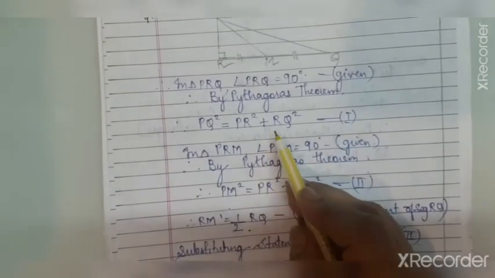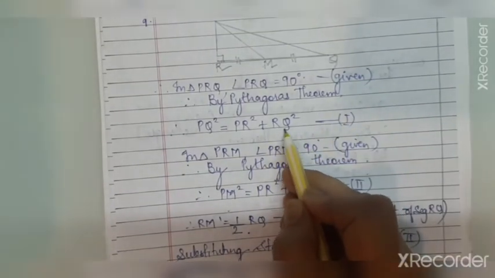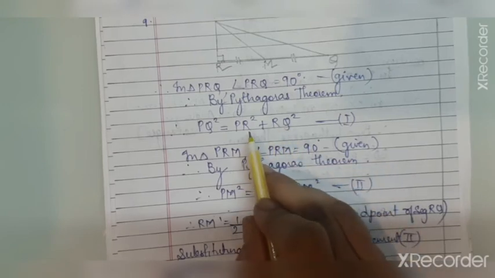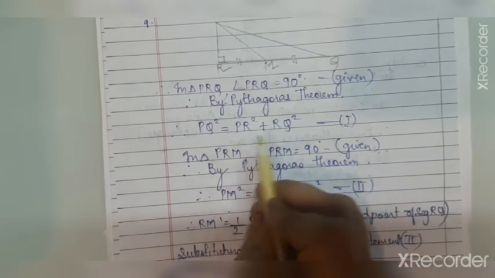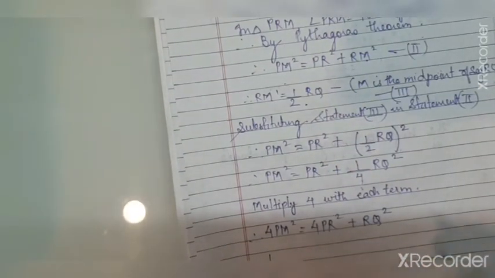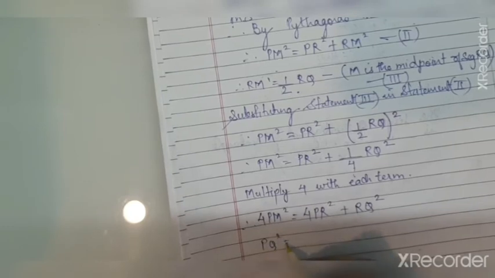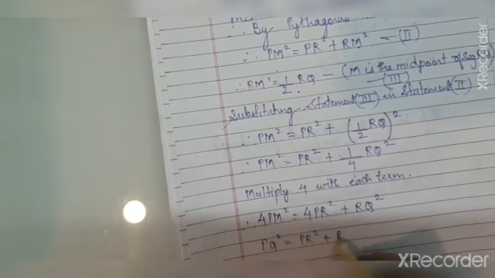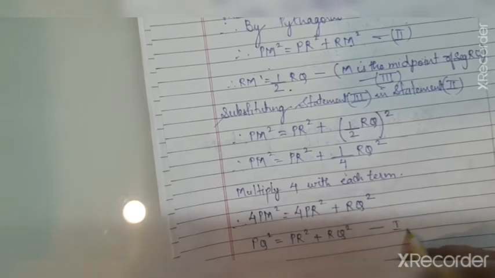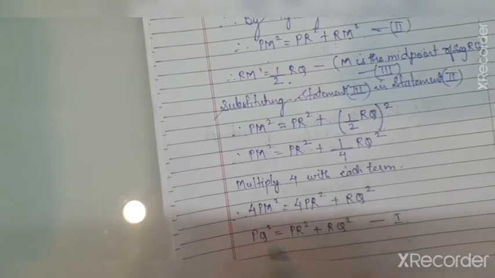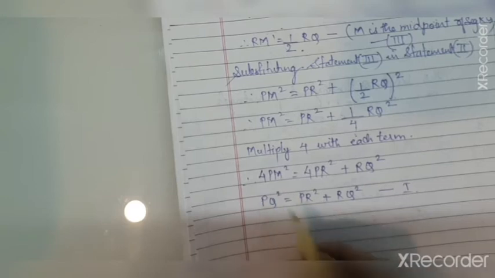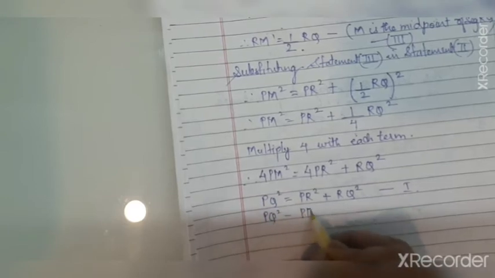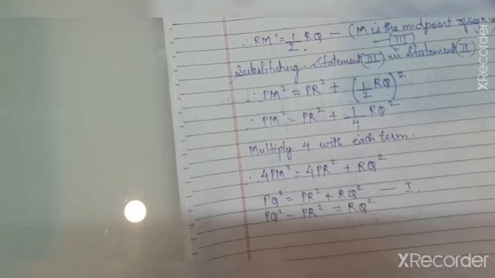So come to statement 1. Here RQ is there, which we want to remove, and instead of that we want PQ. So this first statement we can convert to RQ equal to. I write statement 1 first: PQ square is equal to PR square plus RQ square. This I can write as statement 1. Now I will make this RQ equal to. If I make this RQ equal to, I have to shift the PR square to the other side. So PQ square minus PR square is equal to RQ square.